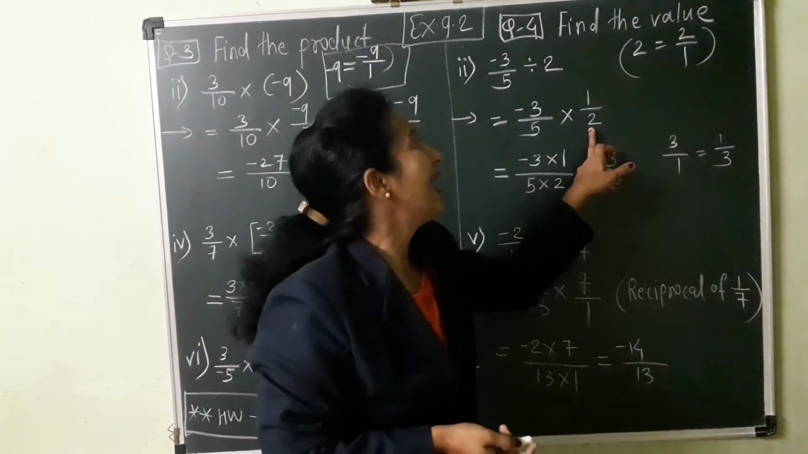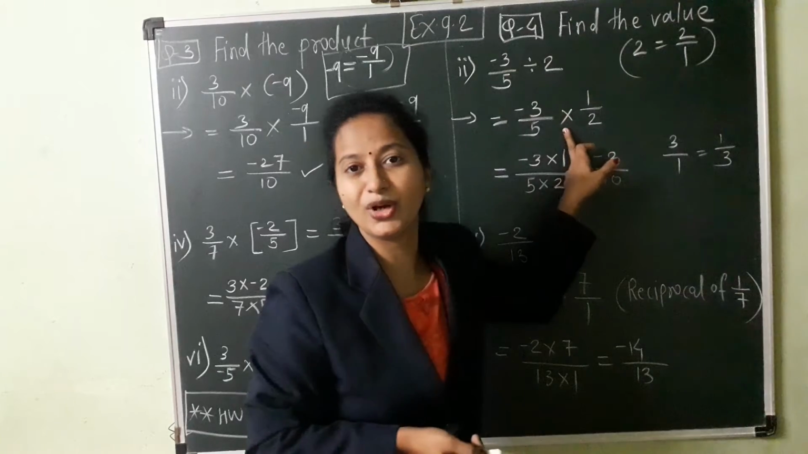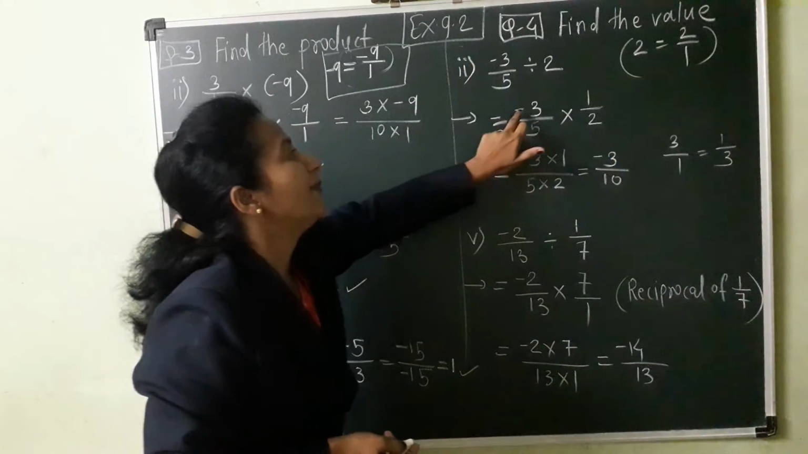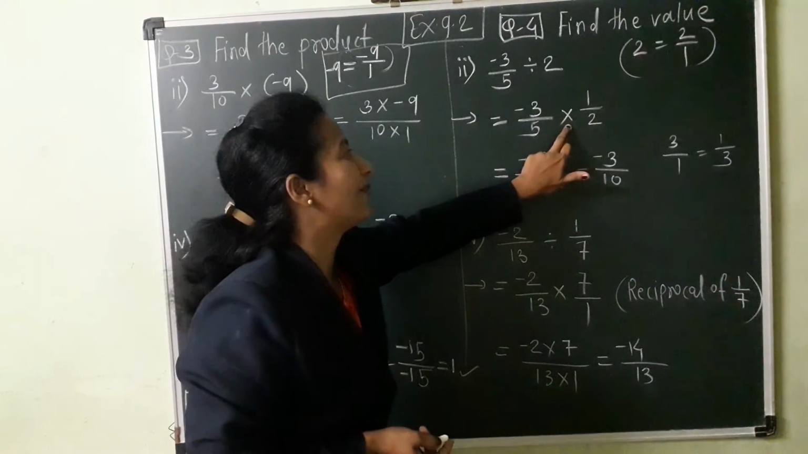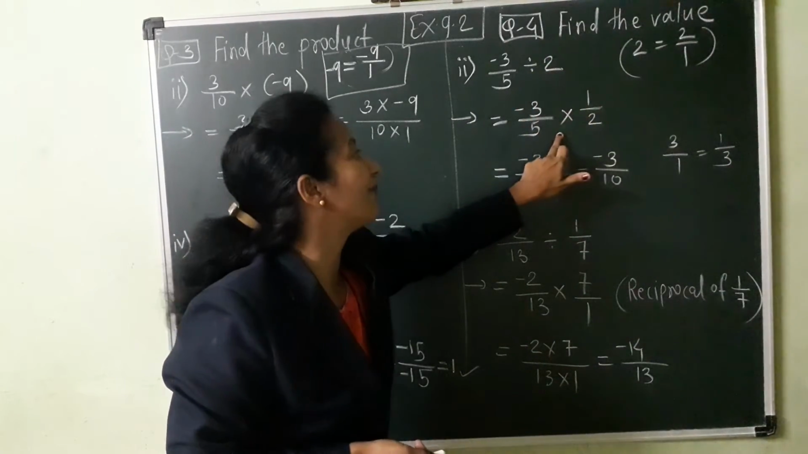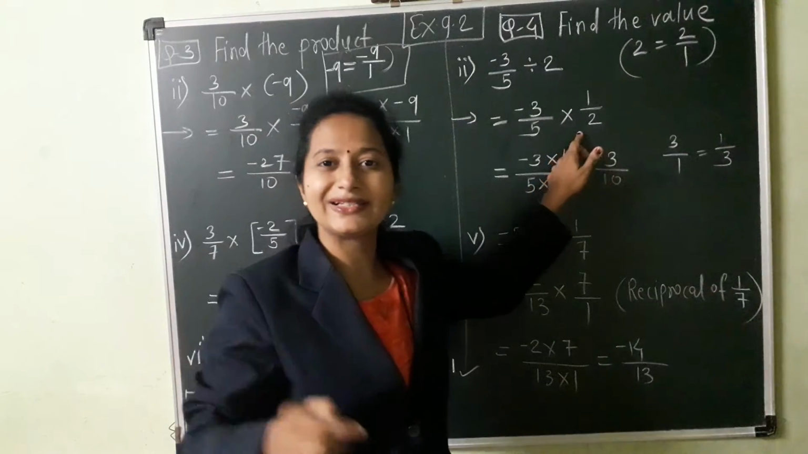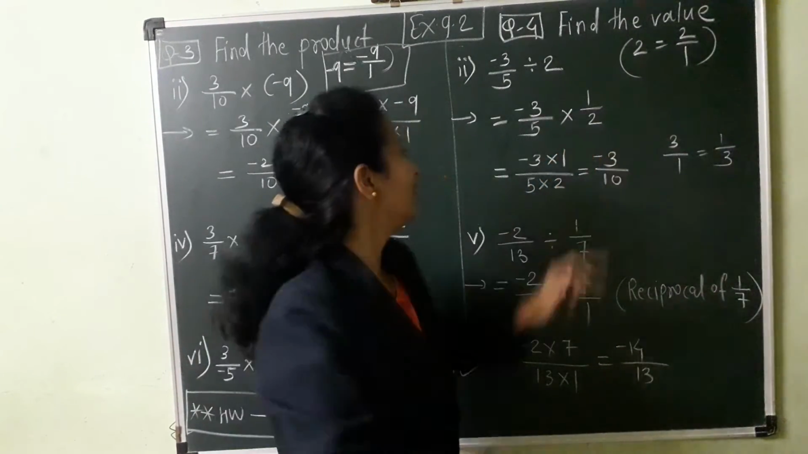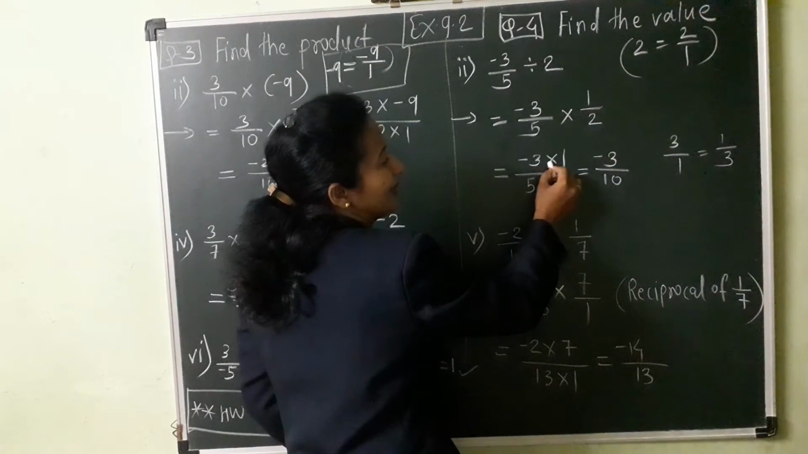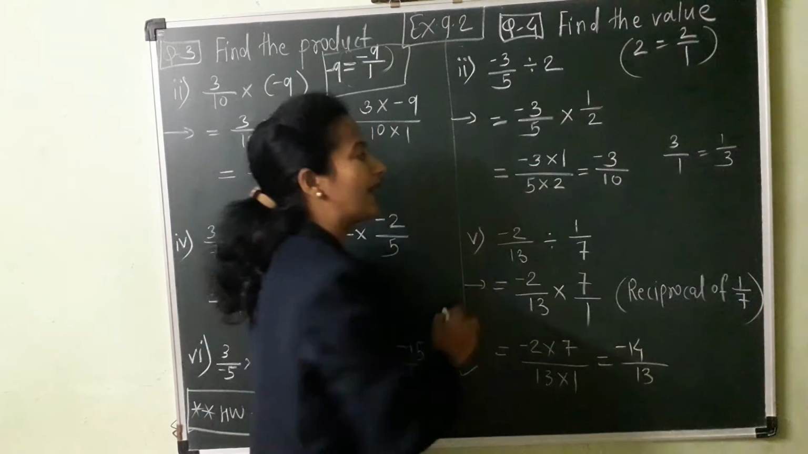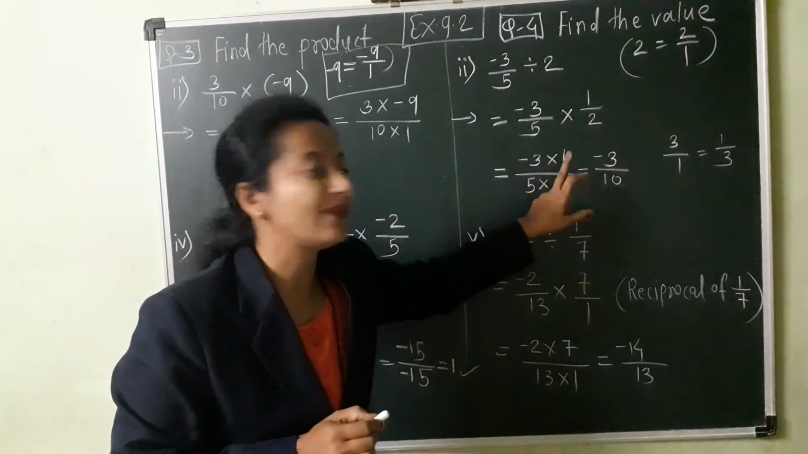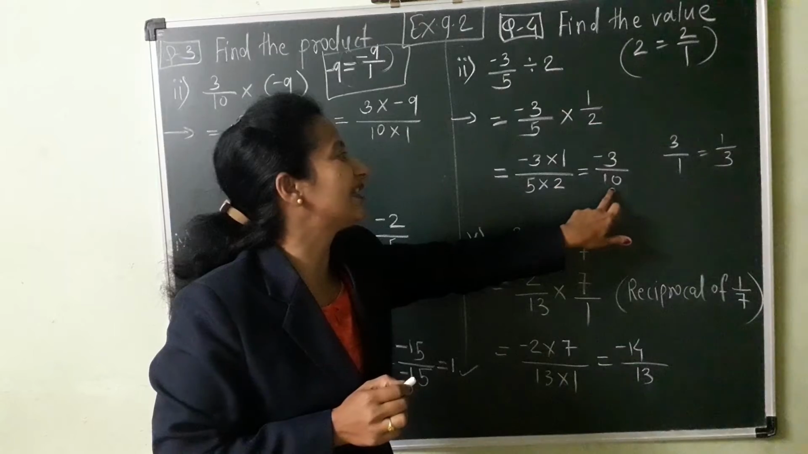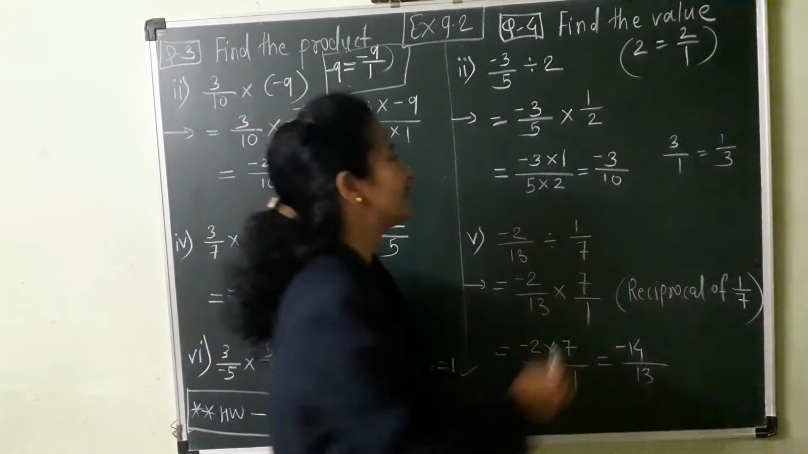Here, instead of the division sign, you have to put the multiplication sign. So the first rational number, minus 3 upon 5, is multiplied by the reciprocal of the second rational number, that is 1 upon 2. And the next step, the multiplication, we find the product in the same way. So multiply minus 3 by 1 upon 5 multiplied by 2. Minus 3 multiplied by 1 is equal to minus 3, and 5 twos are 10. So minus 3 upon 10, this is the answer for this question.